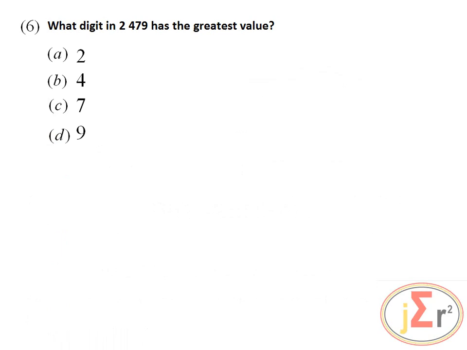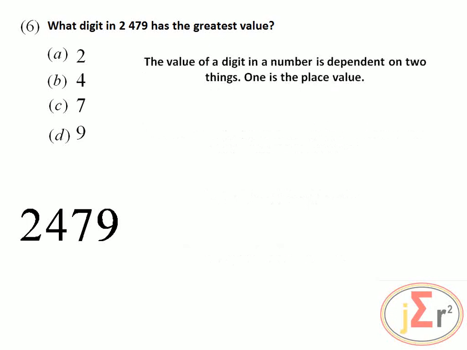What digit in 2,479 has the greatest value? The value of a digit in a number is dependent on two things. One is its place value. And of course, we have the place values right there. In this section, we have already seen place values of numbers, and this is just another case.